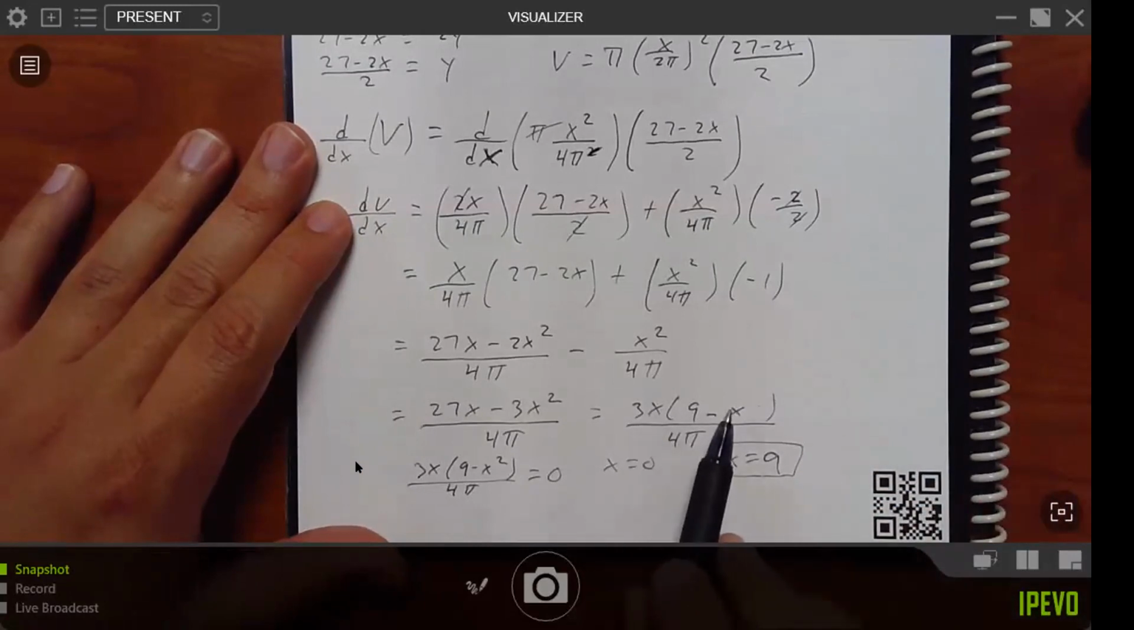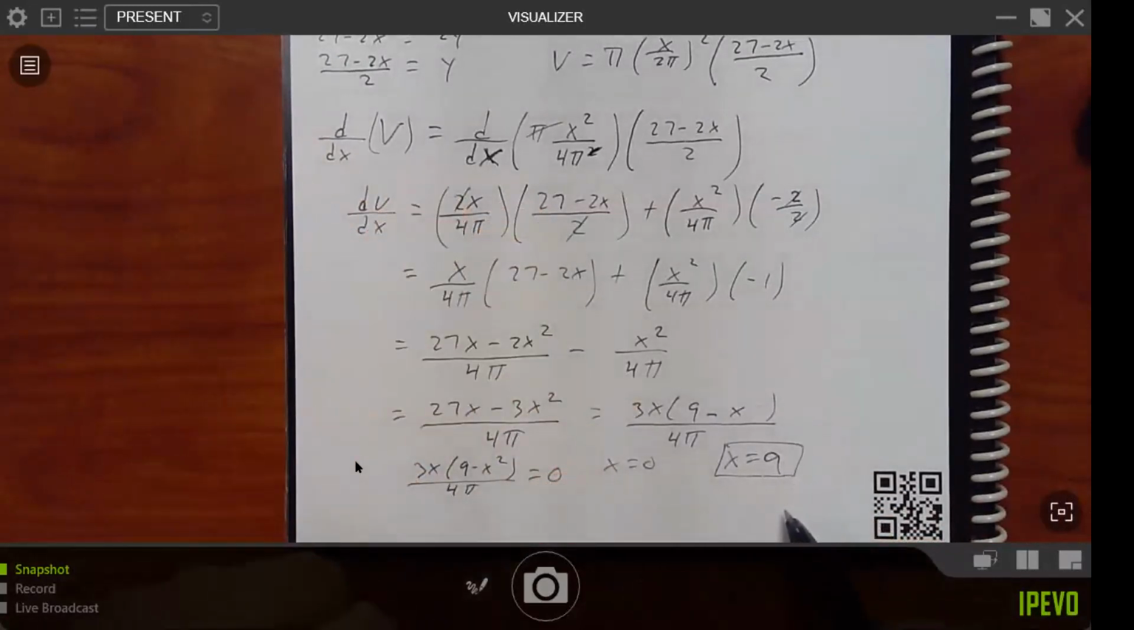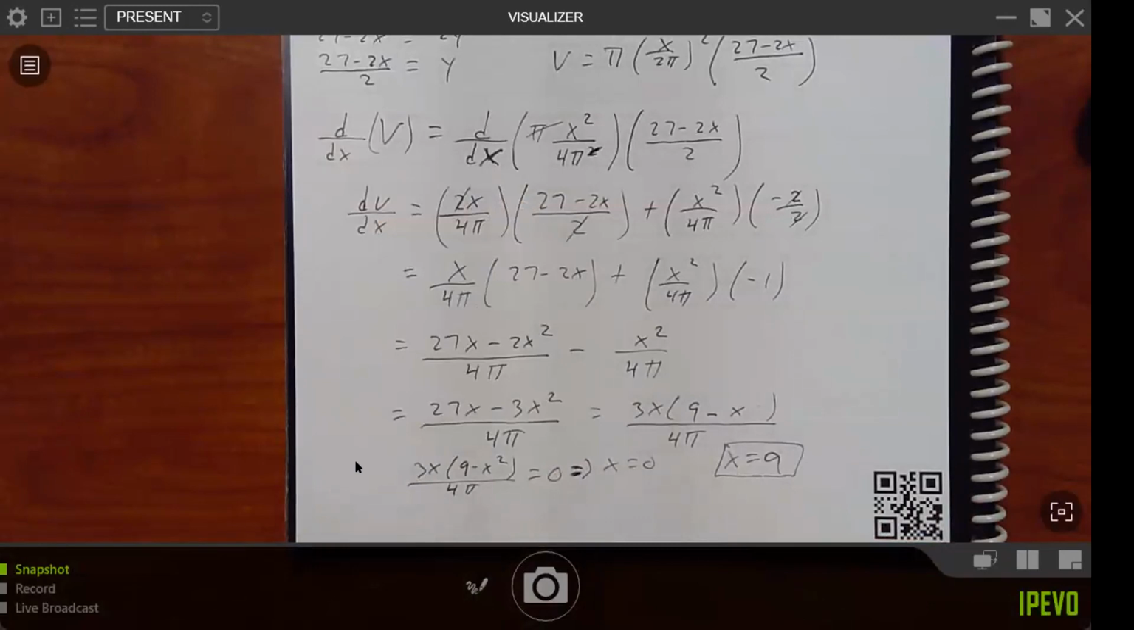So you set this to 0 and set that to 0, and you solve for both. Let's skip that minor step. Is that okay? Do you guys see where this came from? All right. So this is the best x value that maximizes volume.